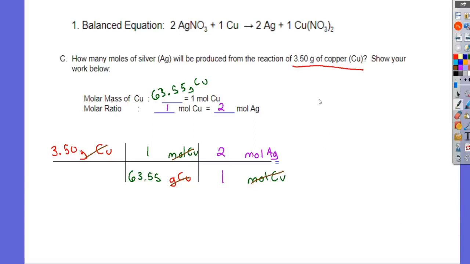Let me take out my calculator. I have 3.50 times 1 times 2. I get an answer. Nice number, don't care. I want to divide that by 63.55, enter. And then I want to divide that by my next denominator, which is a 1. So my final answer is 0.11 mole of silver.